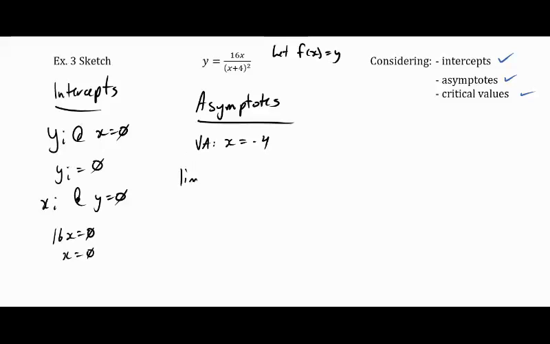The limit as x approaches -4 from the left of y equals, and the limit as x approaches -4 from the right of y equals.